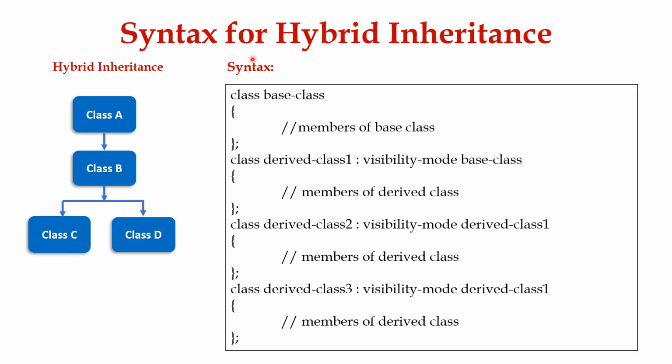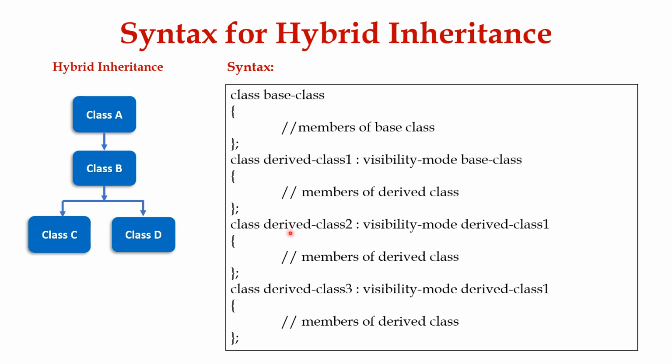Let's learn the syntax for hybrid inheritance. We can consider the same example which we have seen in the earlier slide. Based on this, we can see the syntax now. We have defined the class definition for the base class, which has its own member function and variables. Then we have defined the class definition for derived class 1, which inherits the properties of the base class. And derived class 1 has its own member variables and member function.